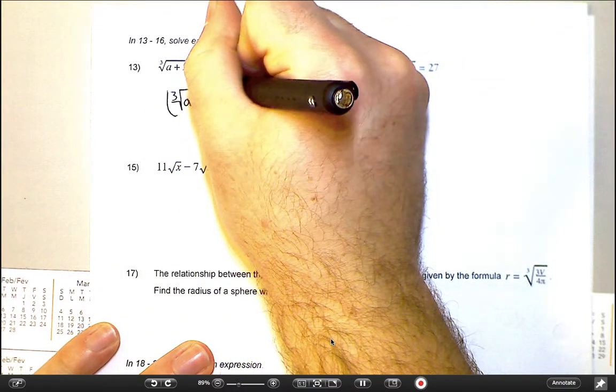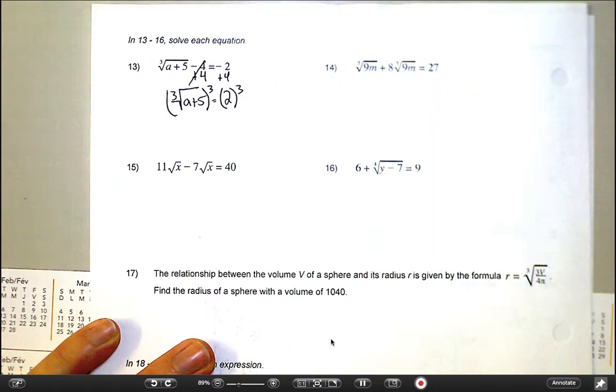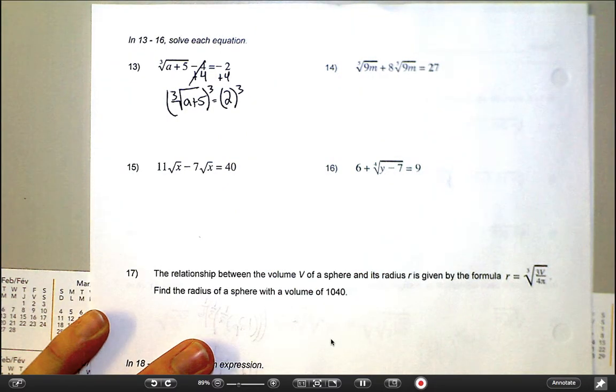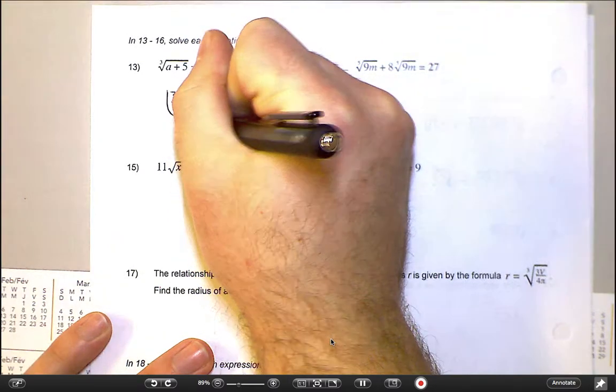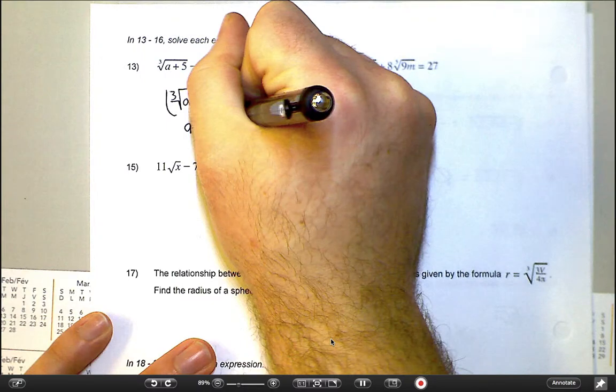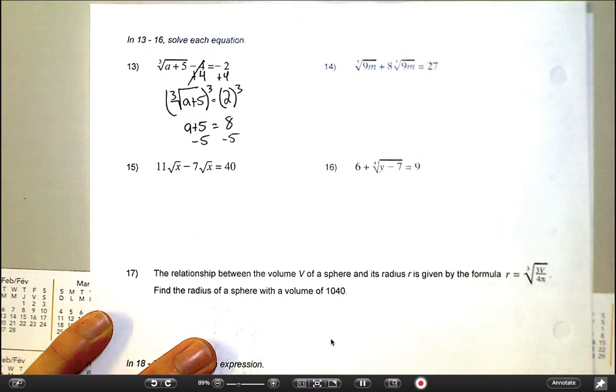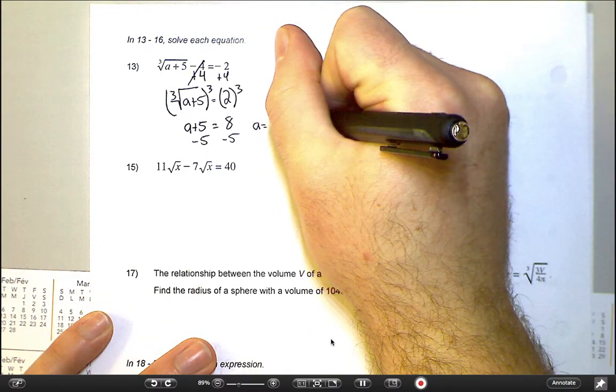From there, I don't have anything outside of the root, so the next step is to get rid of the root, and we do that by raising it to the power that's the same as the root. So if I have a cube root, we raise it to the 3rd power. That cancels out my root, and I'm left with just a plus 5 on the left-hand side, and 2 to the 3rd gives me an 8. We can then subtract the 5 on both sides, and we end up with a equal to 3.